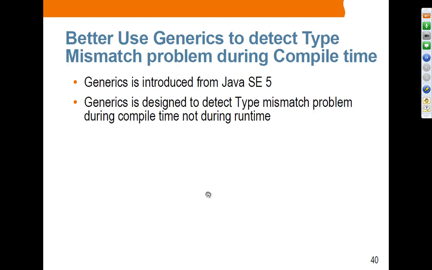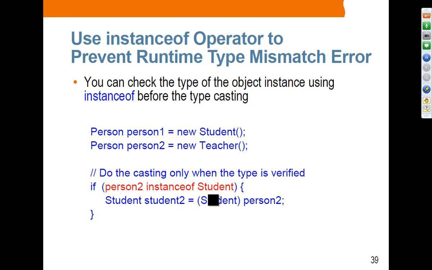Alright, now Java SE 5 actually provides a better solution. It provides what is called generics. Generics is designed to detect type mismatch problems at compile time rather than runtime. Don't worry about it right now. We'll talk about generics on day 5. Alright, so for now just focus on up to this point.